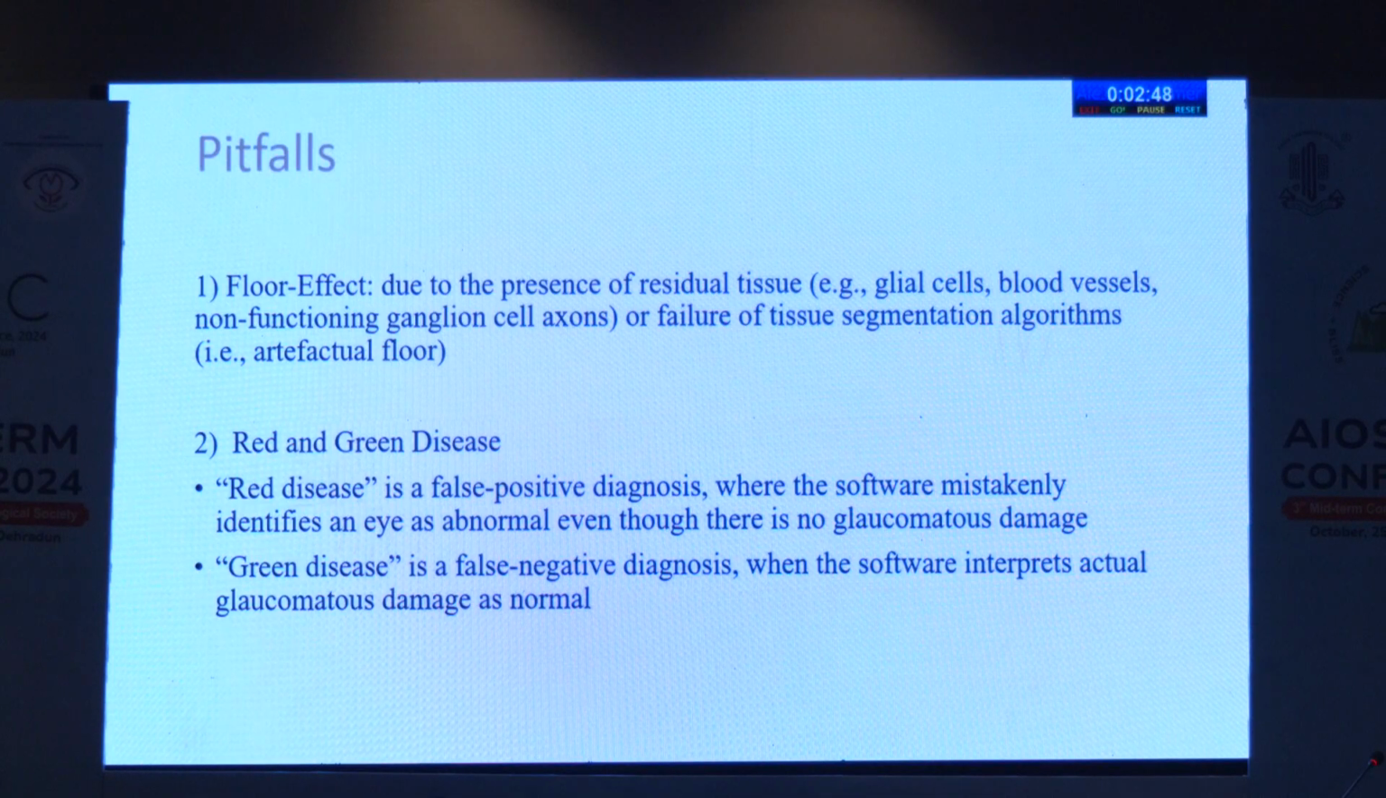So it has got floor effect, due to the presence of residual tissue, that is the glial cells, blood vessels, and non-functioning ganglion cell axons, or failure of the tissue segmentation algorithm, it has got artifactual floor. And there is a red and green disease also.